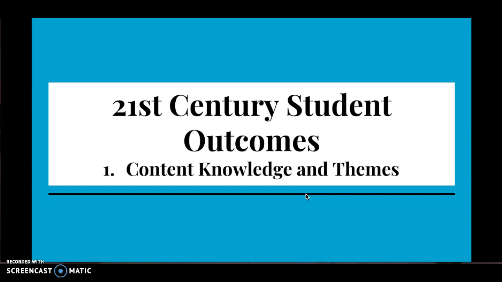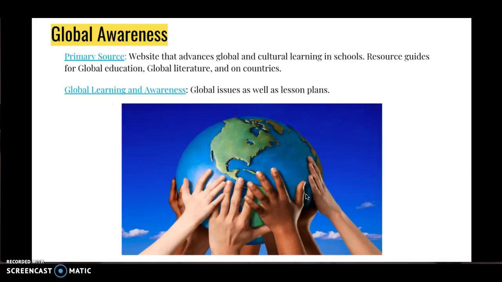So the first part is content knowledge and themes. Mastering the fundamental subjects and themes is essential for students in the 21st century. This includes disciplines like language arts, math, science, art, social science, history, and world language. And the themes they need to incorporate, the first one, is global awareness.